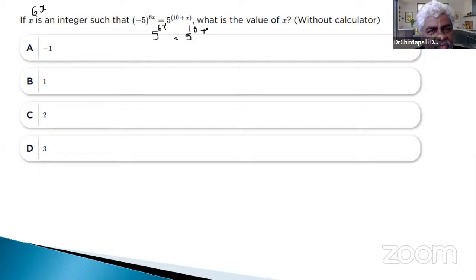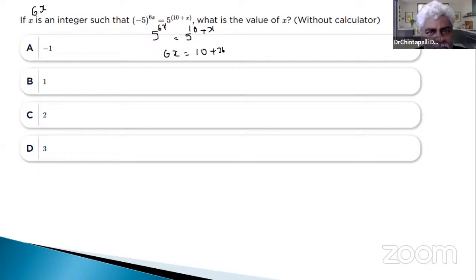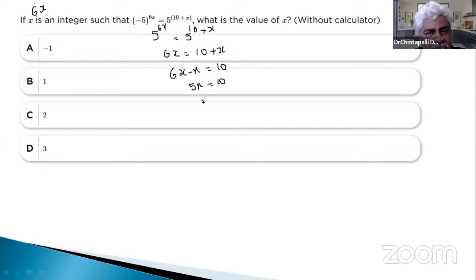Since the bases are equal, we can equate the powers. 6x is equal to 10 plus x. The correct method is bringing x to the left-hand side. That is 6x minus x equals 5x, which is equal to 10. So x equals 2. That's the answer.